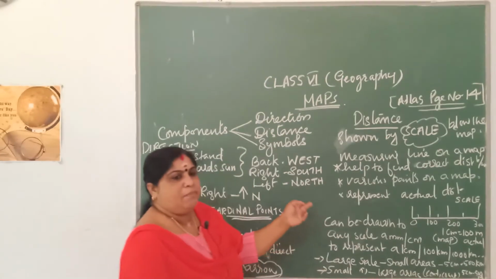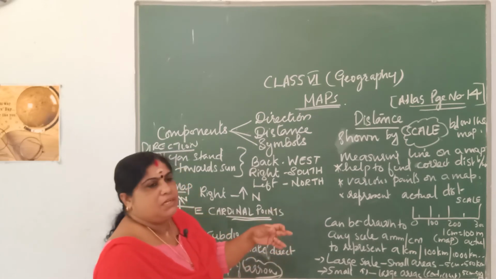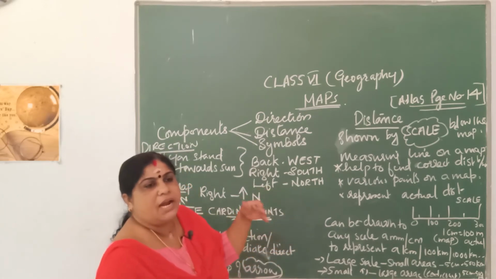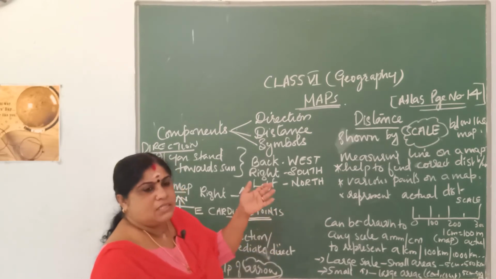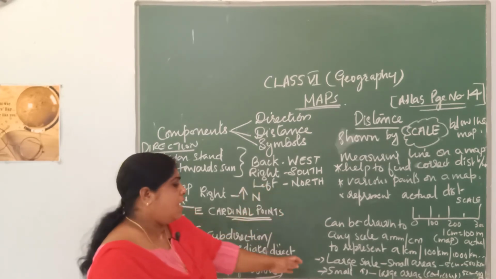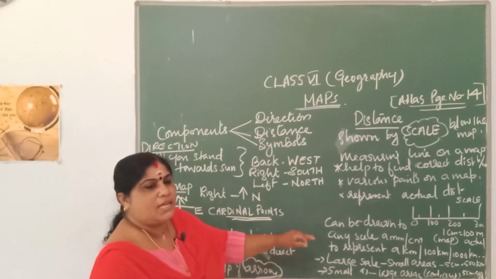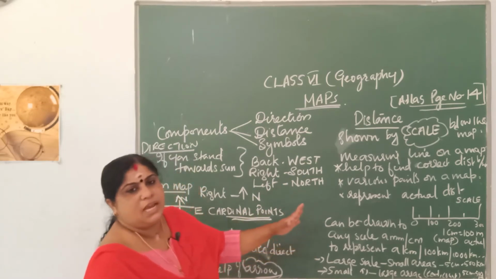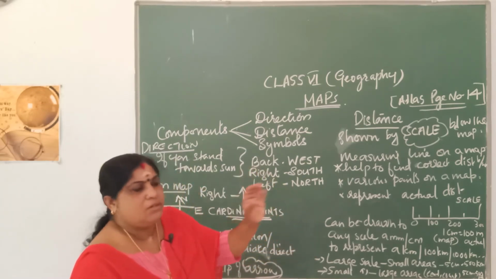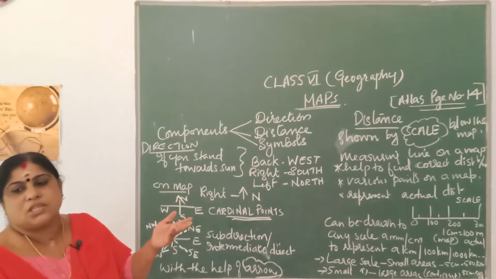Now a scale can be drawn in any measurement, a millimeter or a centimeter, to represent a kilometer, 100 kilometers or 1000 kilometers. So there are large scale maps as well as small scale maps. Large scale maps show small areas in detail, whereas small scale maps show large areas in small. That is called large scale and small scale maps.